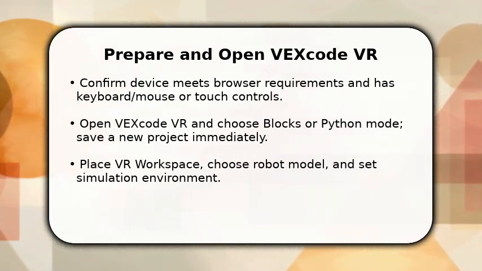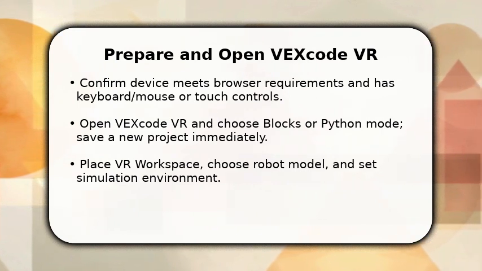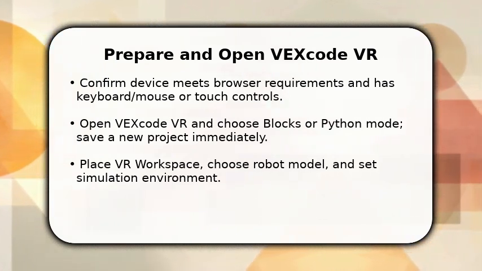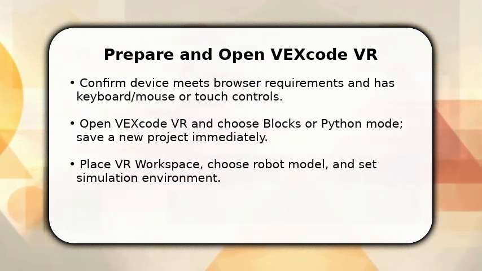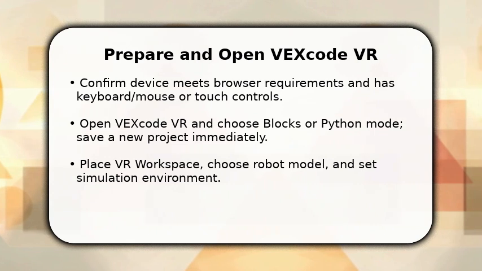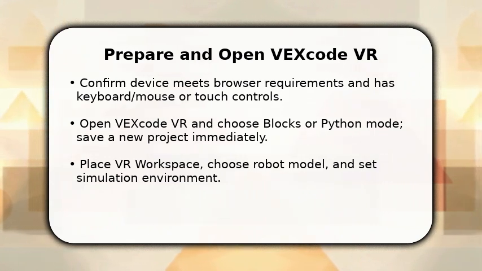Next, pick the VR robot model and select the simulation arena that matches your task. This ensures sensors and movement behave predictably. Make sure your viewport shows the controller, toolbox, and simulator so you can begin building sequences immediately.